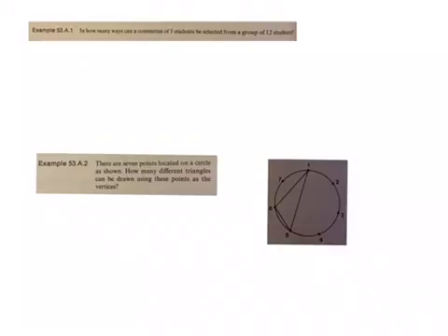Alright, example 53A1. In how many ways can a committee of 5 students be selected from a group of 12 students? Since it's just a committee of 5, it's not like a president, a vice president, and so on. I need 5 students from these 12. So this is going to be a combination of 12 taken 5. It's going to be 12 factorial over 12 minus 5 factorial times 5 factorial. So this is 12 factorial over, what's 12 minus 5? 7 factorial times 5 factorial.